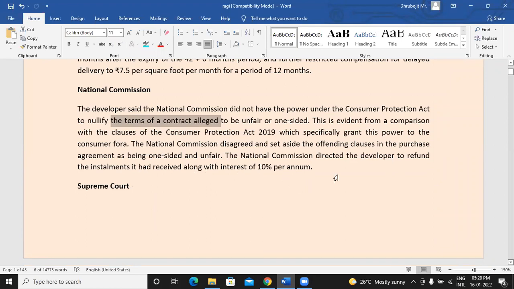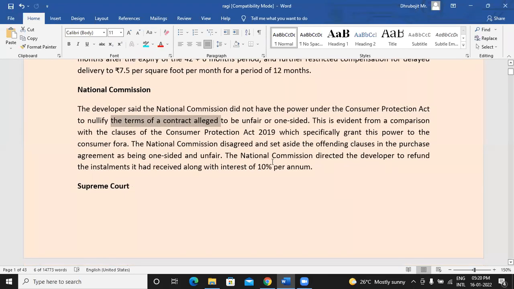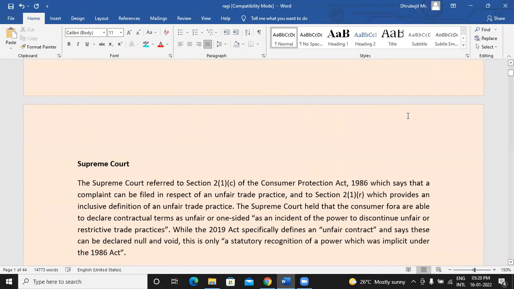interest per annum. Whatever amount they had received from the buyer, National Commission said that you need to return that amount because there is unexpected delay from your side, and in the contract itself, you have added a one-sided clause. So you need to return it to the buyer along with 10% interest per annum. So that would again make the amount a big amount, right? So the builder was definitely not happy with the decision given by the National Commission, and they decided that no, we are going to move to the Supreme Court of India.